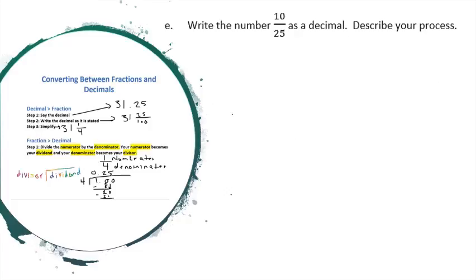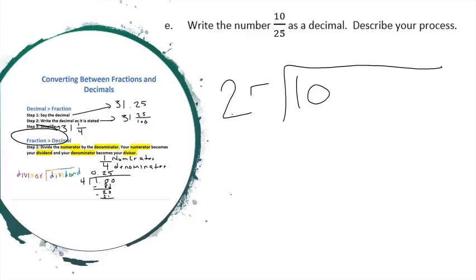Let's do the next problem. So we have, write the fraction as a decimal. Remember, numerator will become your dividend. Denominator will become your divisor. Go ahead and divide. All right, so 25 into 1, it cannot go into 1.